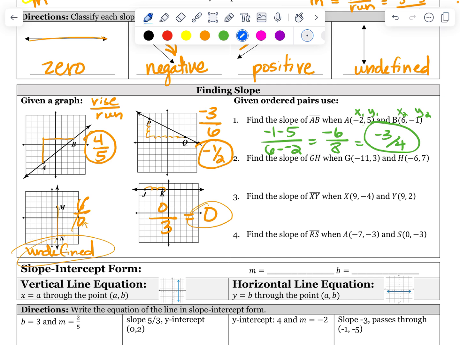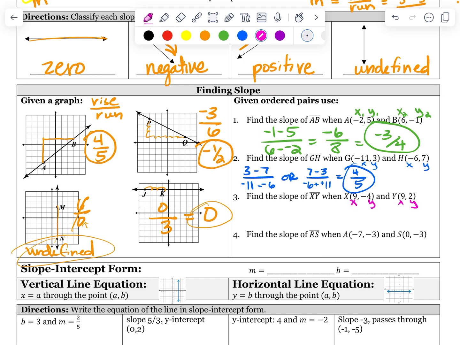Find the slope of G. X, Y, X, Y. You could do it either way. So you could set this up as 3 minus 7 over -11 minus -6. Or 7 minus 3 over -6 minus -11. Both of those solutions are going to get you the same slope in the end. So let's see, 4 over 5. It'll get you the same answer either way. So just choose which one's your x1 and your y1, your x2 and your y2.